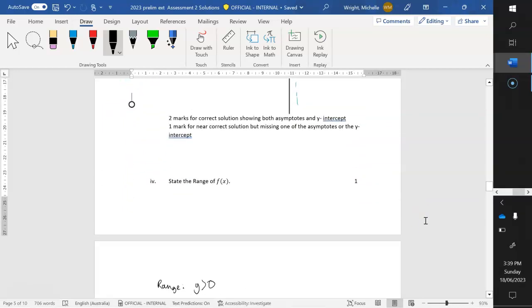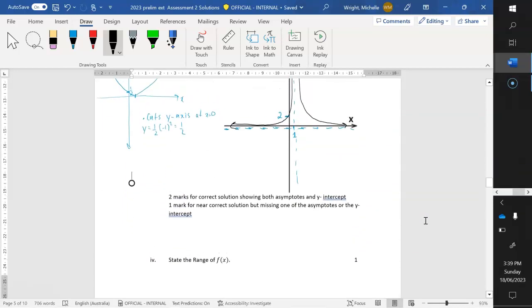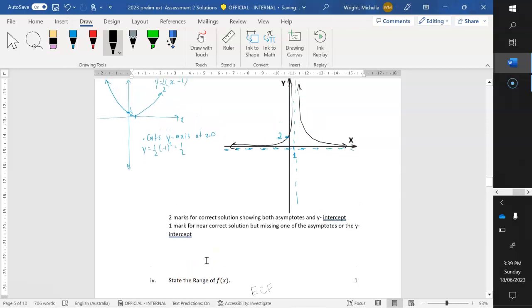The next part just said state the range. So I may have written error carried forward on a few of you. I got the range from your graph there. The range is the y values. Some people put domain, so just be careful that you know what range is. It's an advanced maths thing.